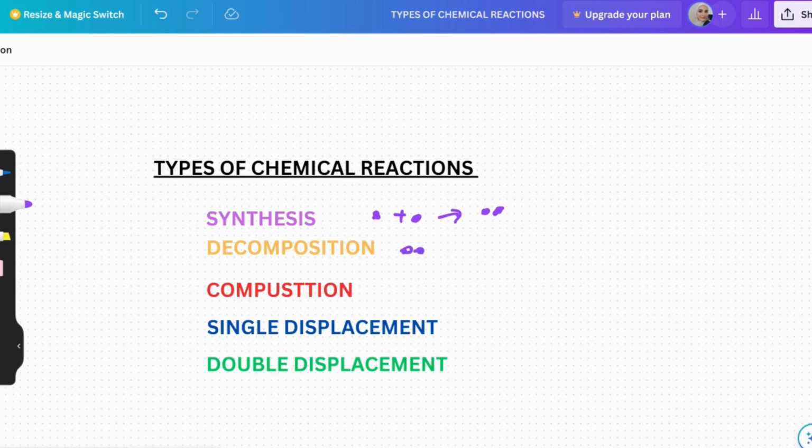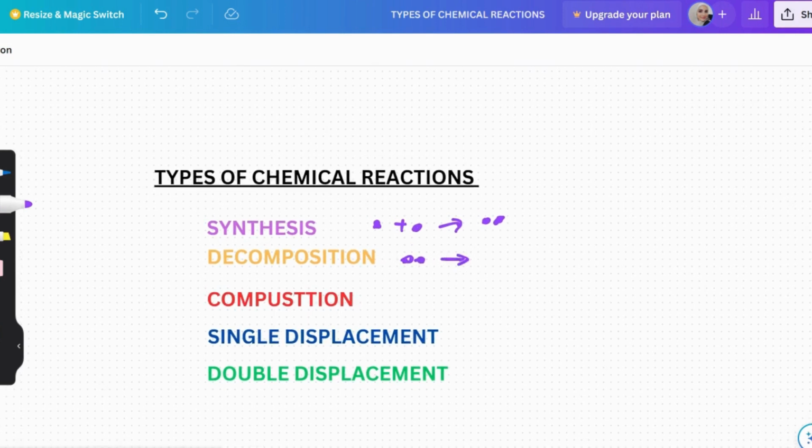Decomposition is the opposite of synthesis. When you have a substance or a compound that is breaking apart into two materials or two elements, or maybe one element and a molecule, one element and a compound, whatever, it's breaking down.